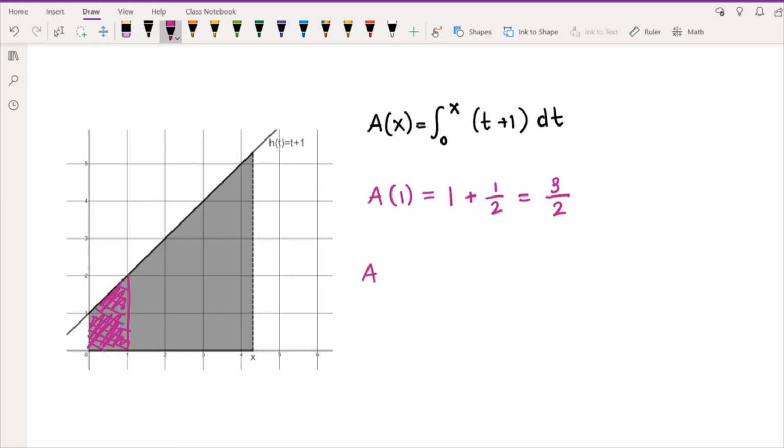Okay, what about a of 2? So a of 2 is going to be now this whole area.